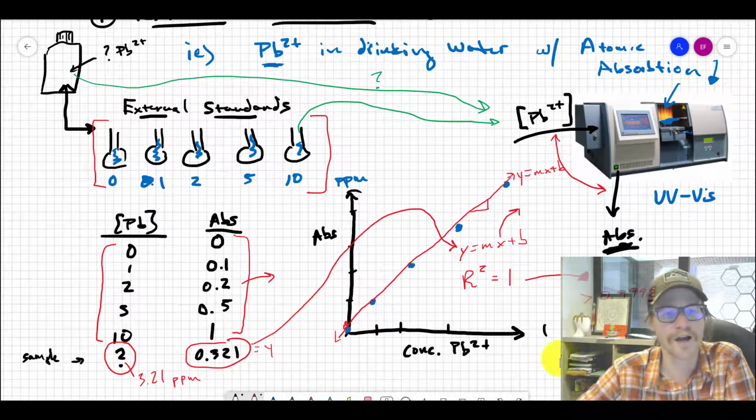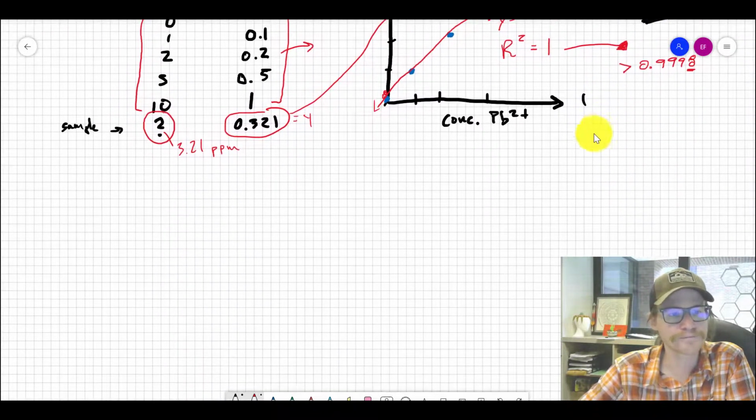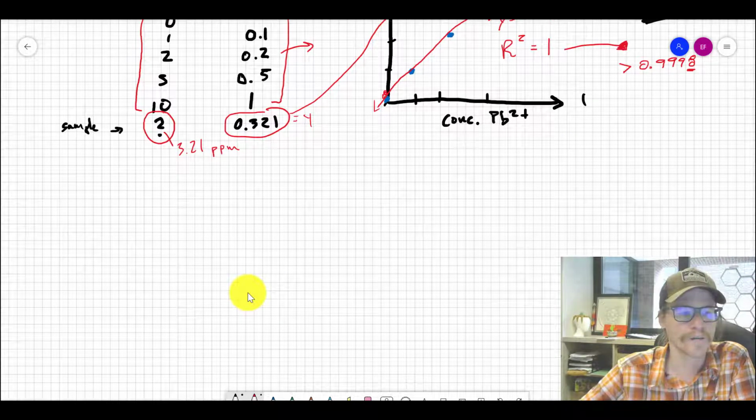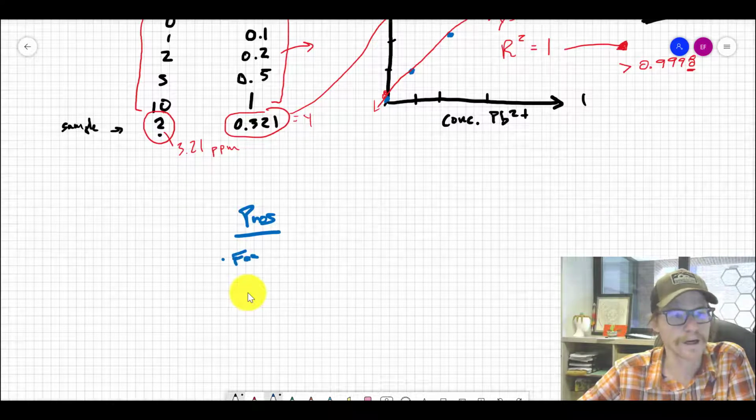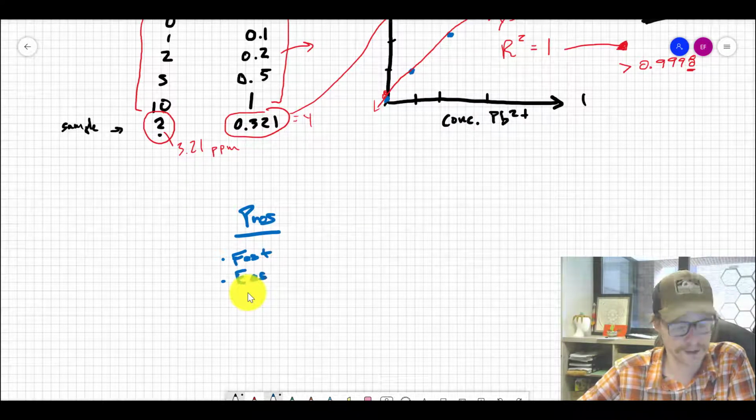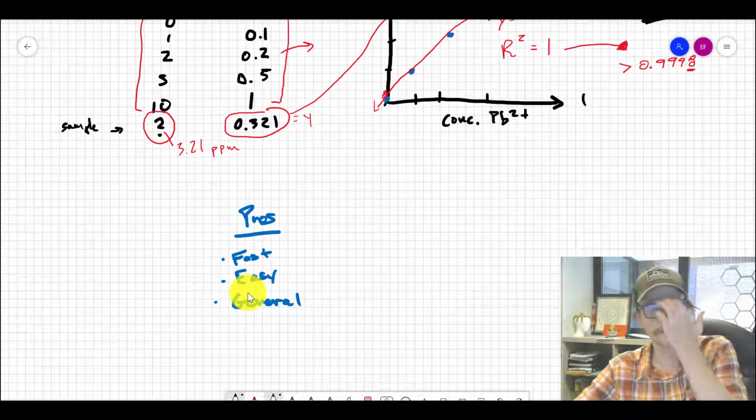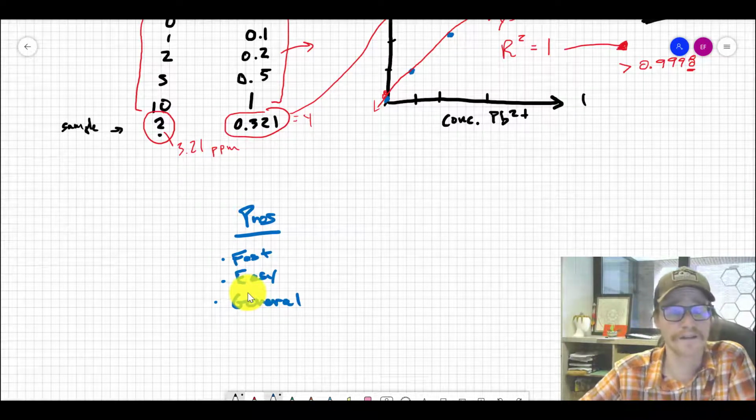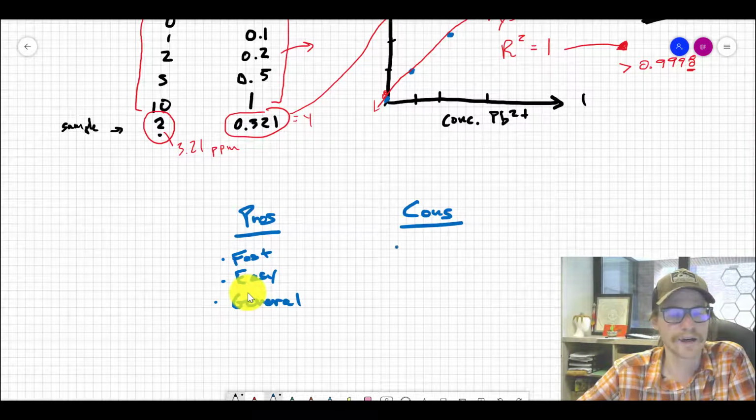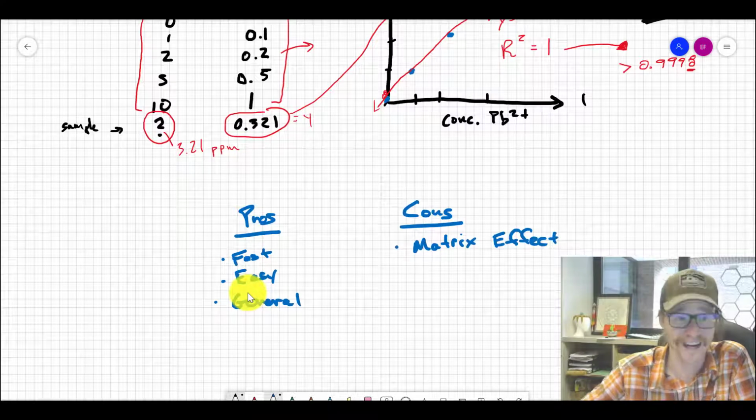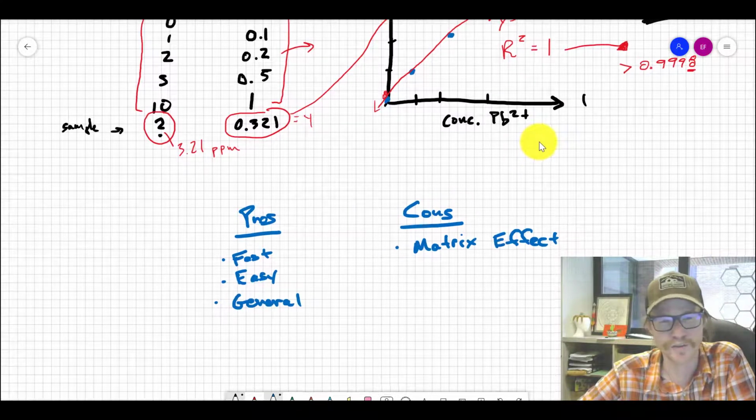What are the pros and cons here? So, pros, it's pretty fast, right? It's pretty easy to do, and it's generic and it's general. So it's the way that you learn how to standardize an instrument. What are the cons? Well, the big con here is that it does not account for any difference in the matrix, which we call the matrix effect, between the sample and the standards. What the hell does that mean?